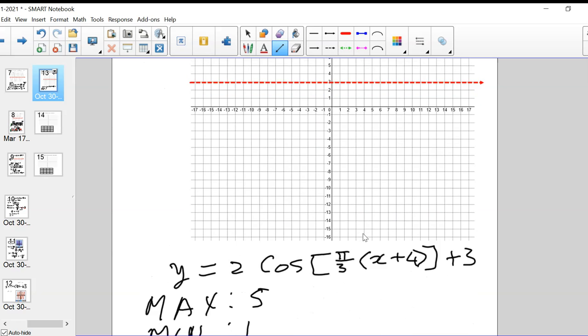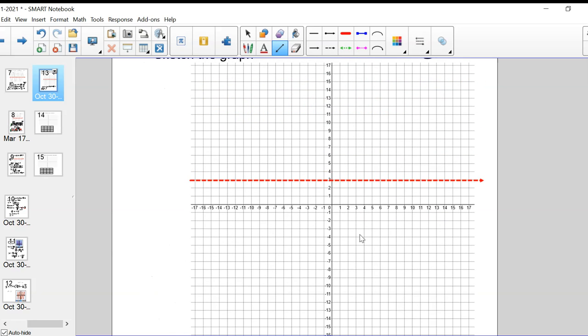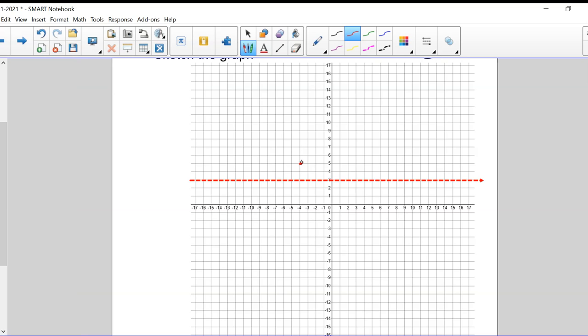It's been shifted 4, sorry, 4 to the left and all the way up to 5. So I'm going to put that on right now. I'm going to put everything on in red, by the way. 4 to the left and up to 5, right about here. I'm going to say that that should be the first point on my graph, right?